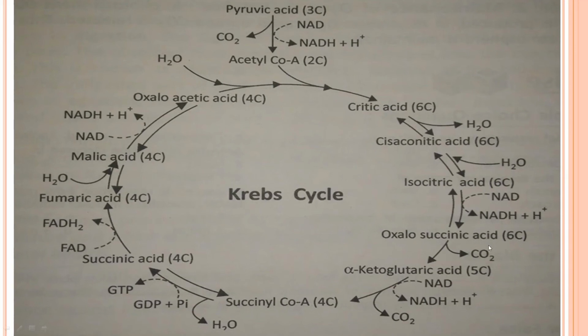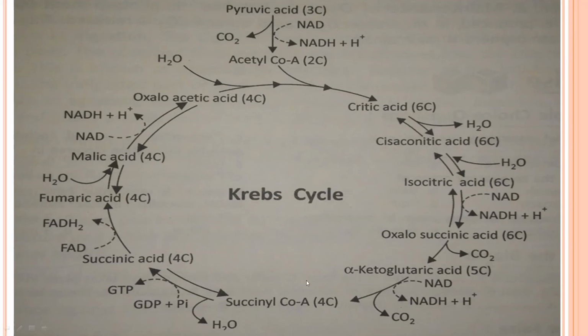Here the carbon numbers are written. This is 5, meaning a 5-carbon compound, and 4-carbon compound. I will explain this while explaining the cycle. See, from citric acid, cis-aconitic acid is formed. From there, isocitric acid. From there, oxalosuccinic acid. From there, alpha-ketoglutaric acid is formed. From here, succinyl CoA is formed.